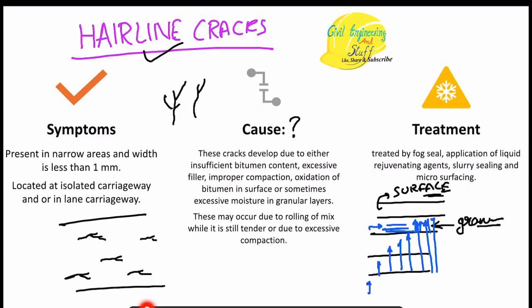The reasons we have discussed: suppose there is improper laying right at the edges, then these hairline cracks can occur. Likewise, if there is improper drainage along the edges, then because of this the oxidation of bitumen will take place at a much faster pace, and because of this the hairline cracks can appear. But treatment is required, because if not checked, then the intensity or the concentration of these cracks will, down the line, increase.